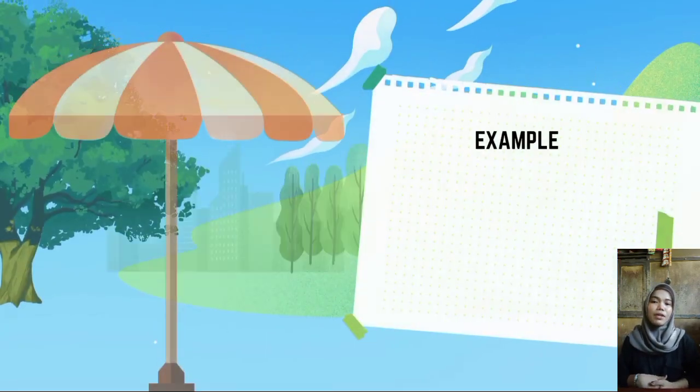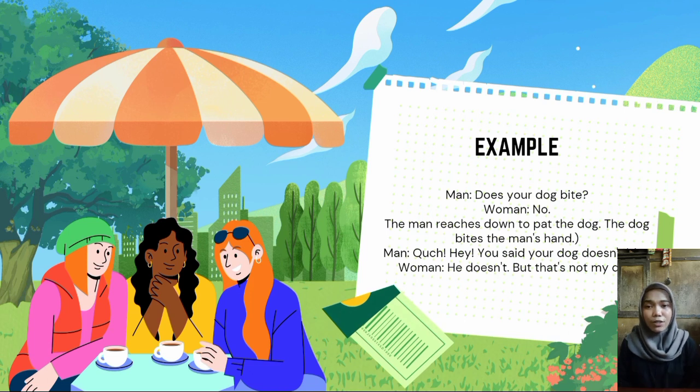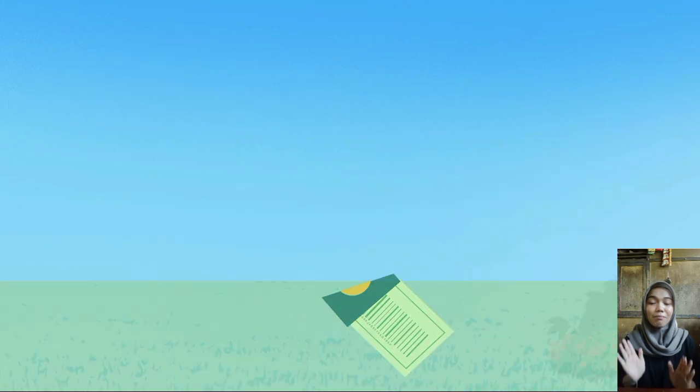For example, Man: Does your dog bite? Woman: No. The man reaches down to pat the dog. The dog bites the man's hand. Man: Ouch. Hey, you said your dog doesn't bite. Woman: He doesn't, but that's not my dog.